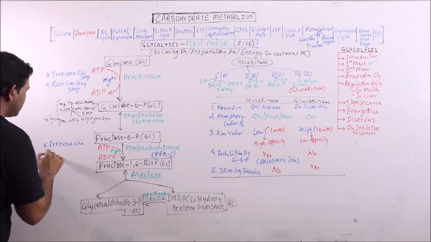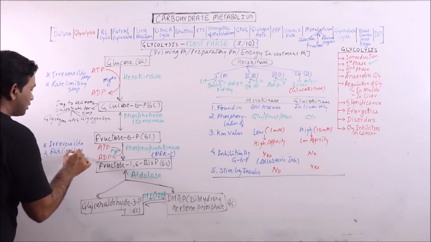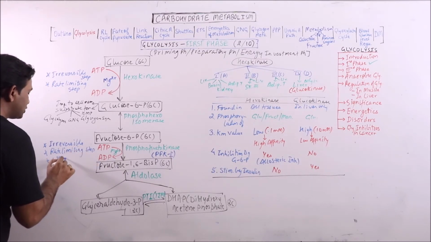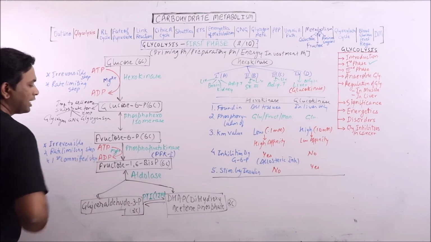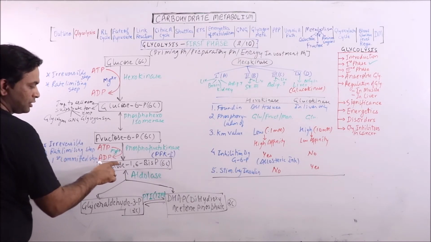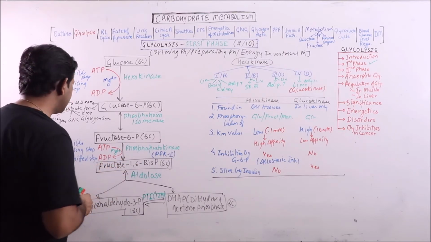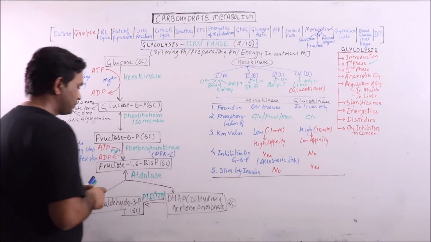This step is also a rate limiting step. And most important is that it is the first committed step of glycolysis, after completion of which the intermediate will complete the glycolysis. It will not go in any other reaction.